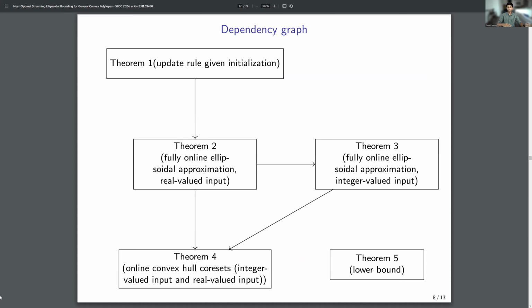Okay, and if you're following along in the paper, this graph here might help visualize where the results get used throughout the paper. So theorem 2 will follow from theorem 1 plus a few extra steps. Theorem 3 takes theorem 2 and a few extra ingredients. Theorem 4 is a combination of theorems 2 and 3 along with a few extra ingredients and steps. And then theorem 5 can be taken as separate from all of the above.